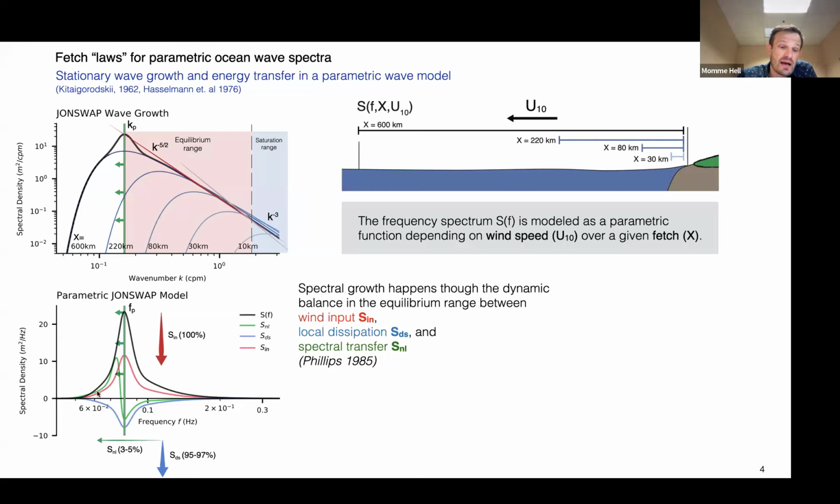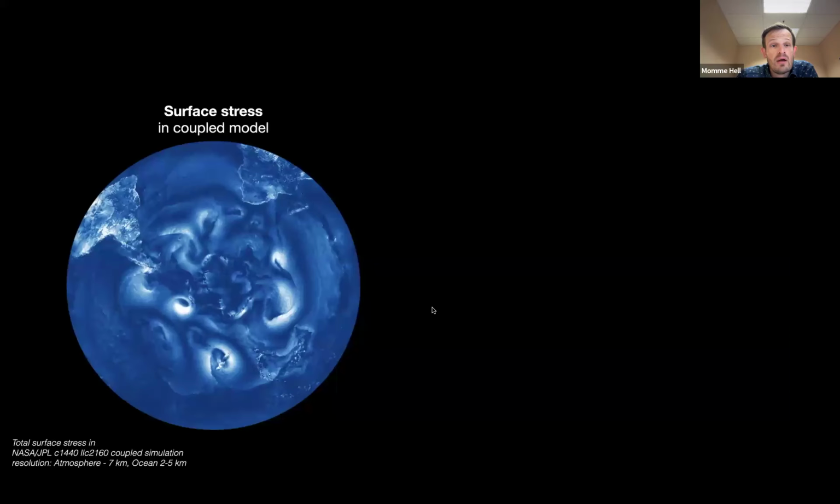And then there's an underlying idea from Phillips and Klaus Hasselmann and others from that time where you think about that there's some fraction of energy input in the equilibrium range. Most of its energy is dissipated in the ocean directly, and only some small fraction goes to swell generation, right? And that goes through the so-called spectral transfer or wave-wave interaction to longer waves.